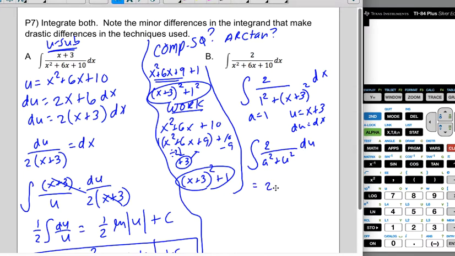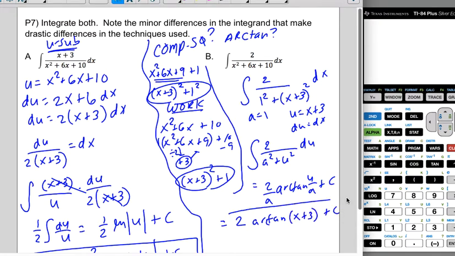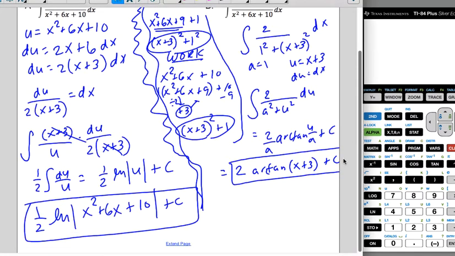This thing is 2 over a arctan u over a plus c, which means this thing becomes 2 arctan of u over a, which is just x plus 3 over 1, plus c. So again, this was all on this side. So very different techniques, just from one subtle difference, right?